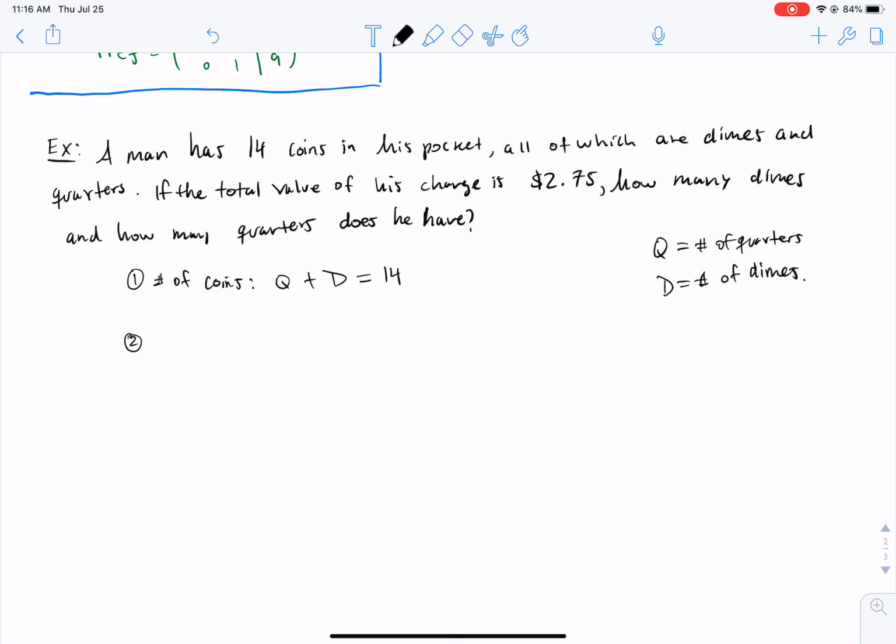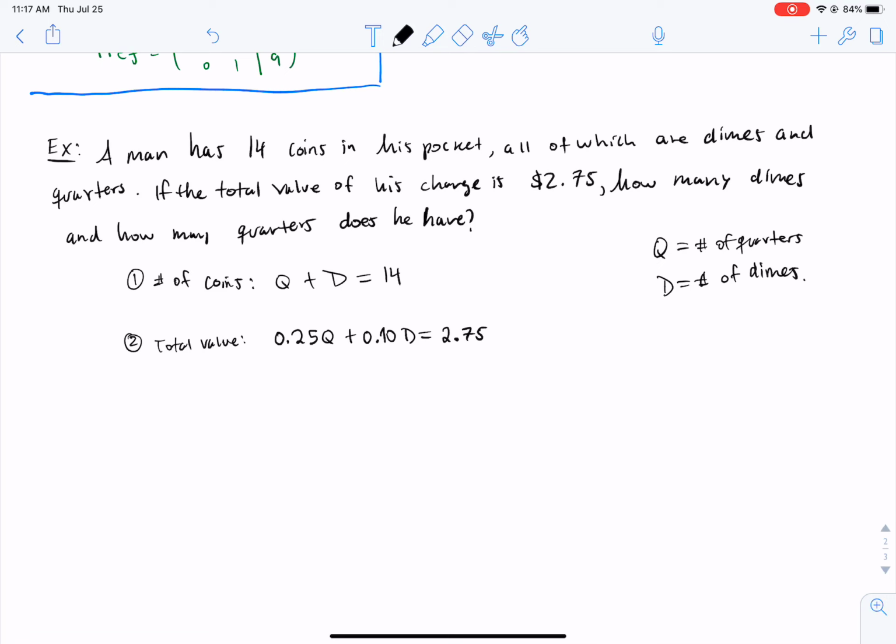The second one will be the total value. The worth of each quarter will be 25 cents. So 25 cents per each quarter plus 10 cents per each dime will give you a total of 275. We express this in dollars, and then we discovered, hey, we have decimals. Let's just deal with cents rather than dollars. So we were going to have 0.25 times each quarter plus 0.10 times each dime will give you a total of, and you see how we have decimals there?